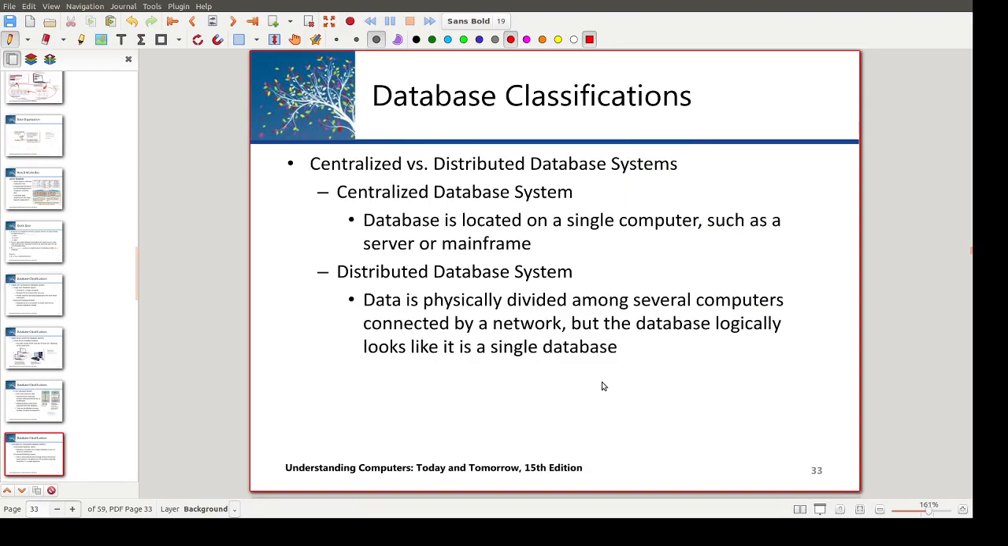And we also have another classification for databases: centralized versus distributed databases. Centralized means that the database is located on a single computer, such as a server. You can put the whole database in one server, that's fine, or a mainframe. If the database is very large, you need to physically divide it across several computers connected by a network. But logically it appears as a single database, so it is distributed in storage. It means records themselves are divided into multiple places, but when you deal with them in your code, you deal with them as one database.